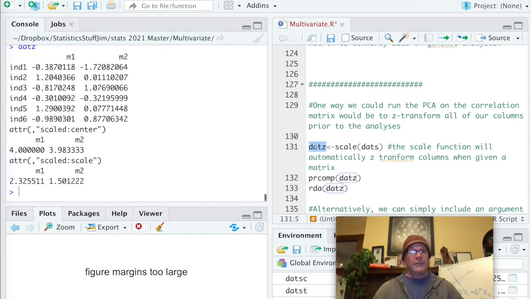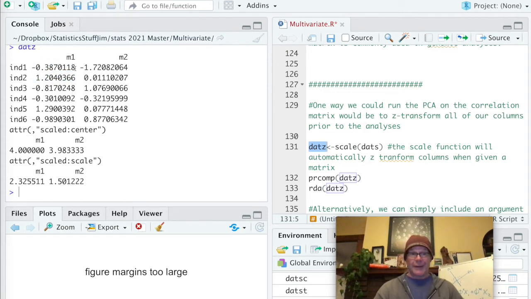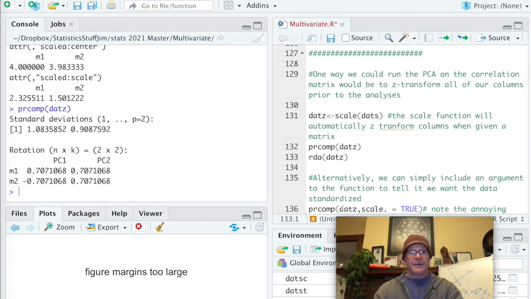And so now there we have it, right? There's our transformed data. These are all in units of standard deviation. So again, that first guy right there is 0.387 standard deviations less than the mean, which again is going to be 0 because it's all Z transformed. And if we were to do a principal components analysis on that, again, that's going to be in units of standard deviations.